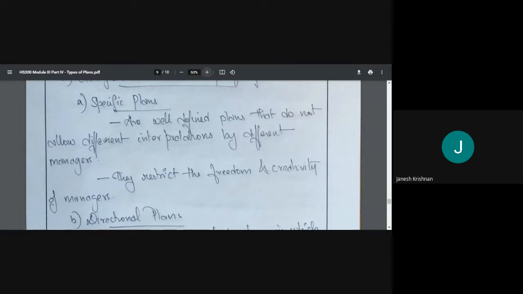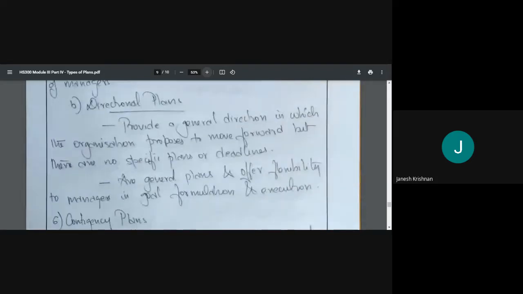Next is direction plan. So specific plan, direction plan. Direction plan is to just provide the general direction. Okay, ഈ ഒരു ഡയറക്ഷനിൽ പോയാൽ മതി എന്നേ ഉണ്ടാവുള്ളൂ. Okay, so അവിടെ they provide a general direction in which the organization proposes to move forward, but there are no specific plans or deadlines. Okay, നമ്മൾ ഈ ഒരു ഡയറക്ഷനിലേക്കാണ് നമ്മൾ പോകാൻ ഉദ്ദേശിക്കുന്നത് എന്ന് പറയും. പക്ഷെ ഇന്ന പ്ലാനോ സ്പെസിഫിക് പ്ലാനോ ഒന്നുമില്ല, മീൻസ് ഡെഡ് ലൈൻസോ ഒന്നുമില്ല.